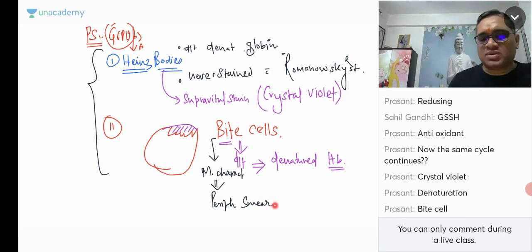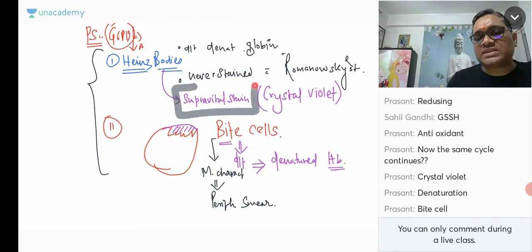So that was the question in the exam. So white cells are the most characteristic on the peripheral smear. It's not Heinz bodies, because for Heinz bodies we will require a supravital stain, crystal violet. So they are not the most characteristic on the peripheral smear. Most characteristic on the peripheral smear is the white cell, and these are formed because of denatured hemoglobin.